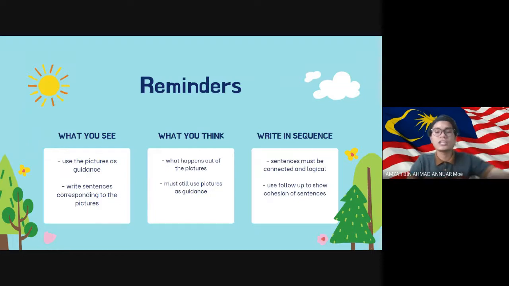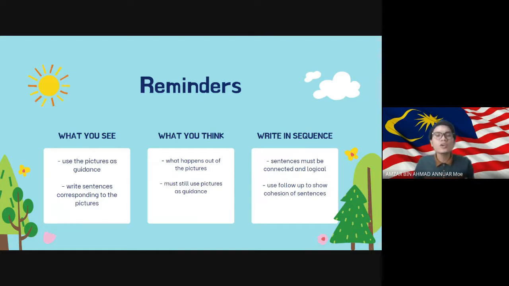And the last one is you write in sequence. Sentences must be connected and logical. Bila awak tulis, okay, make sure when you write it in sequence. Jangan dia makan dulu baru dia nak keluar ke restoran. So make sure he goes out of his house, go into the car, reaches the restaurant, reads the menu, then only he eats. Okay, jangan makan dulu, tengok menu, baru keluar dari rumah, baru naik kereta. That's wrong already. Write in sequence, write in the correct arrangement.